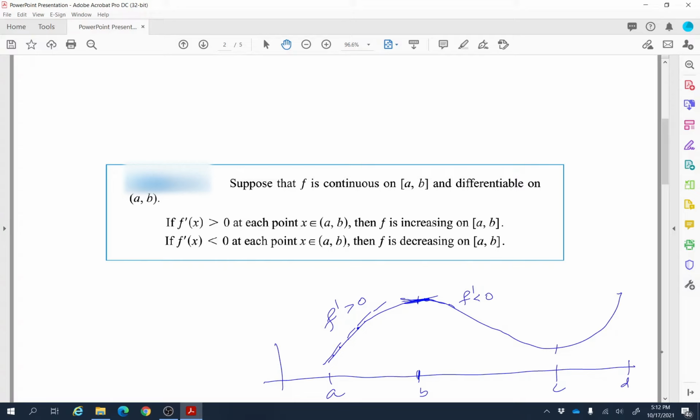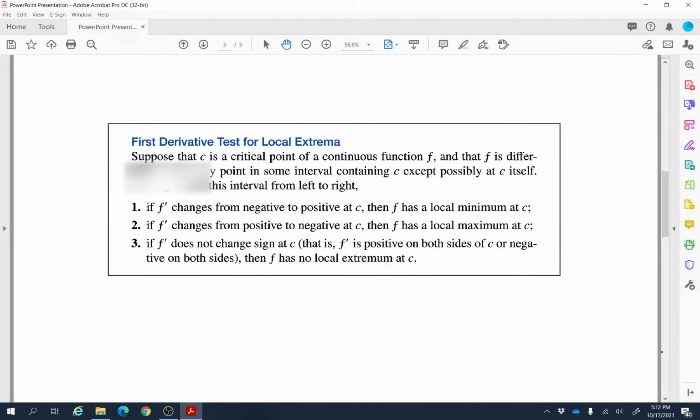If it's changing from negative to positive, this is where you get the local minimum. So there is a rule called the first derivative test for local extrema. Extrema means local maximum or local minimum. The rule is, suppose that C is a critical point of a continuous function, meaning the derivative of the function at C is 0, or the derivative does not exist at C, and that f is differentiable at every point in some interval containing C except possibly at C itself.